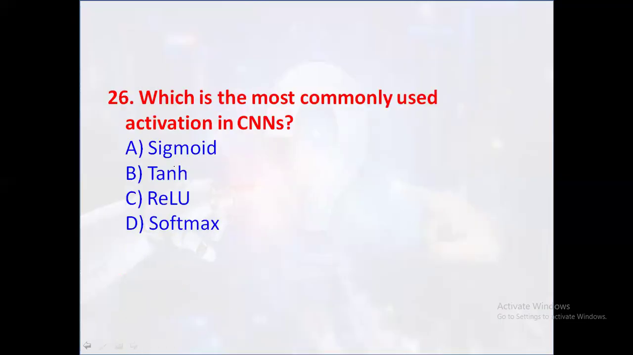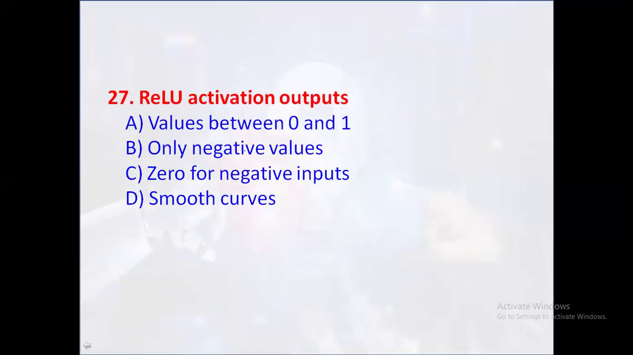Next, which is the most commonly used activation function in CNN? That is sigmoid, tanh, ReLU, and softmax. The answer is naturally ReLU, rectified linear unit.